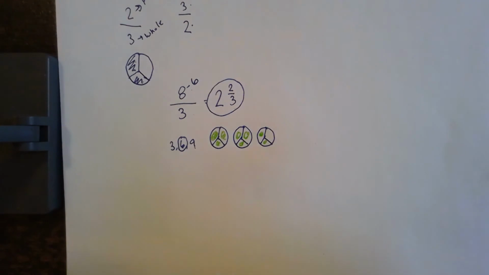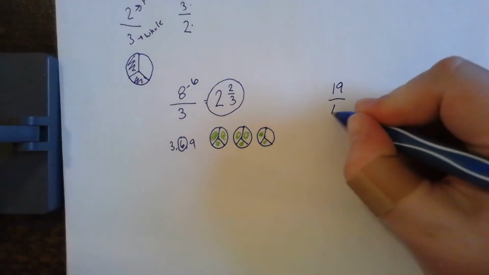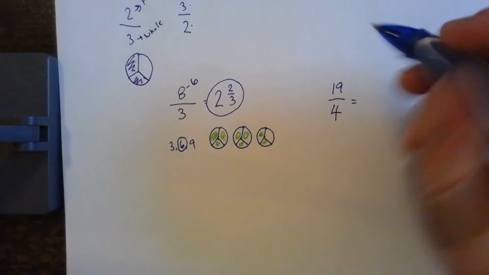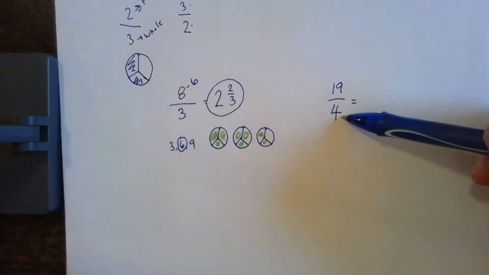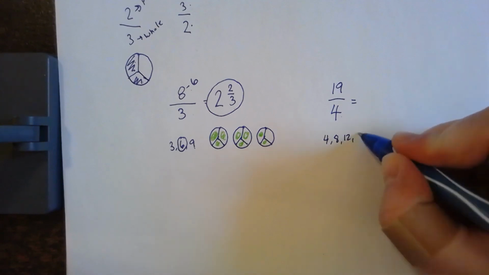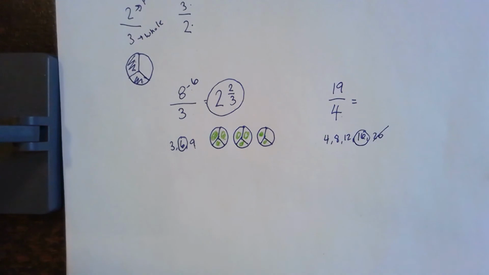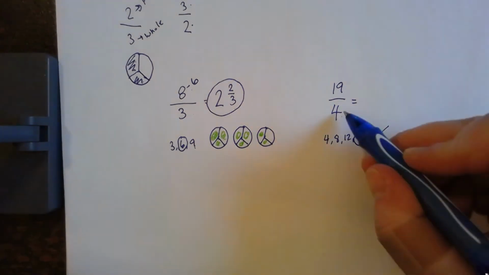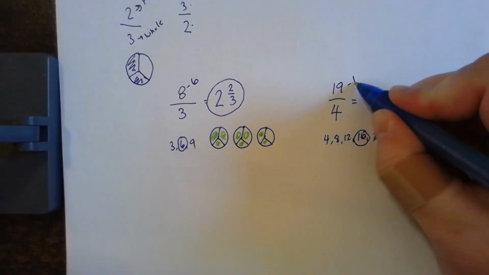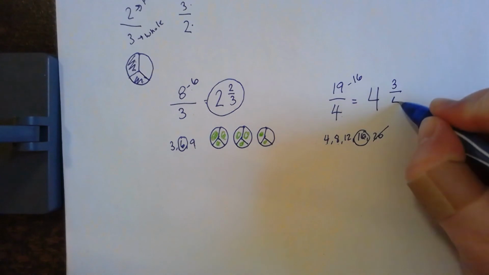So the next one we're going to do is 19/4. Okay, same thing we're going to do here. We're going to divide, then subtract. So 4 will go into 19 if you did 4, 8, 12, 16, 20. Okay, 20 is too big, so 16. So 4 will go into 19 4 times. Take the 16, subtract it from the top. 19 minus 16 is 3, so 3/4.